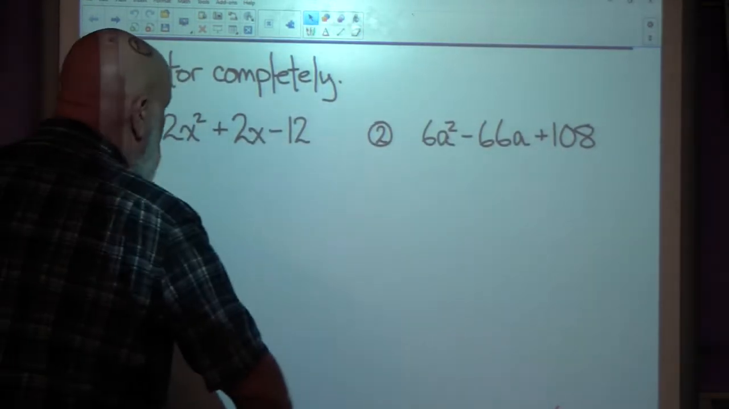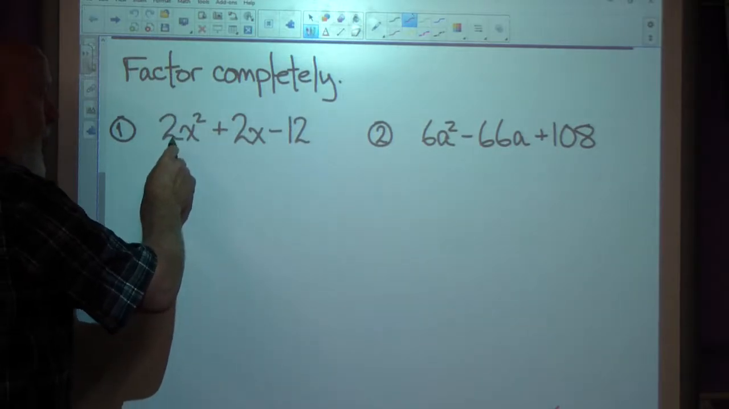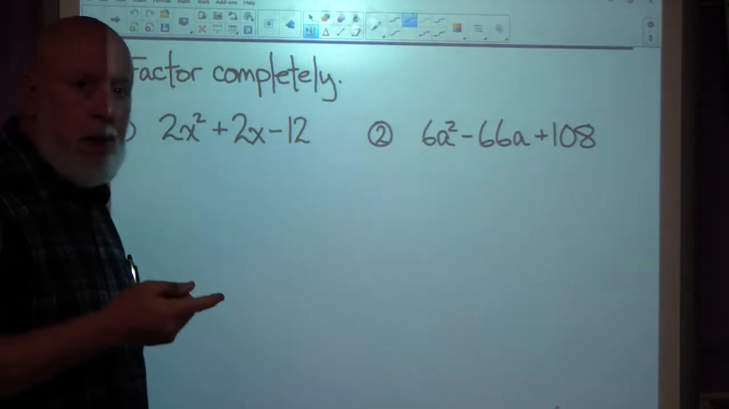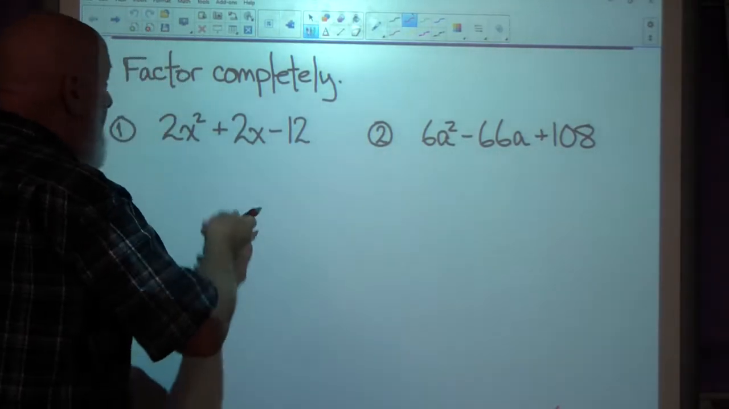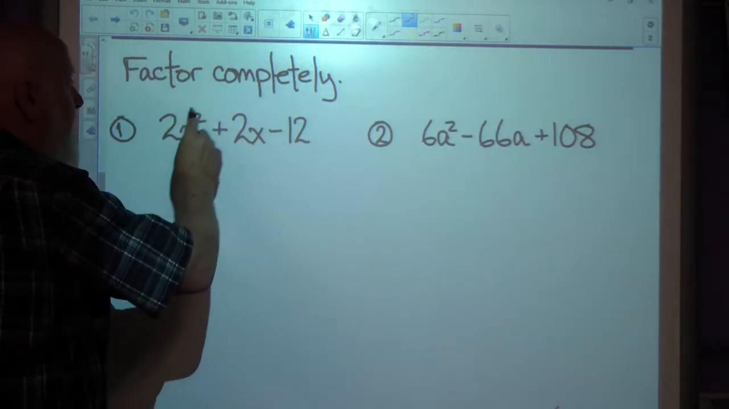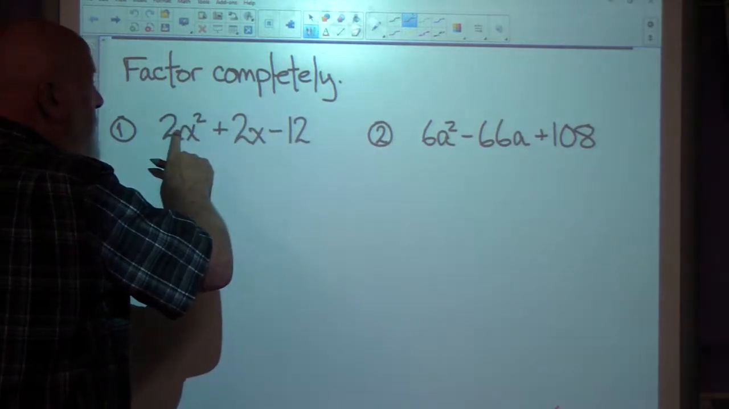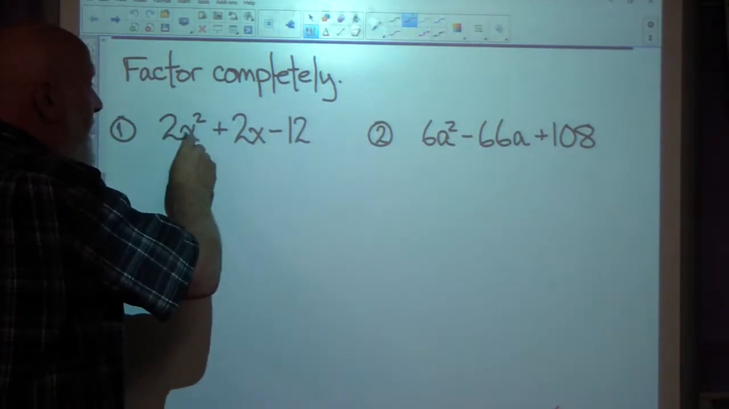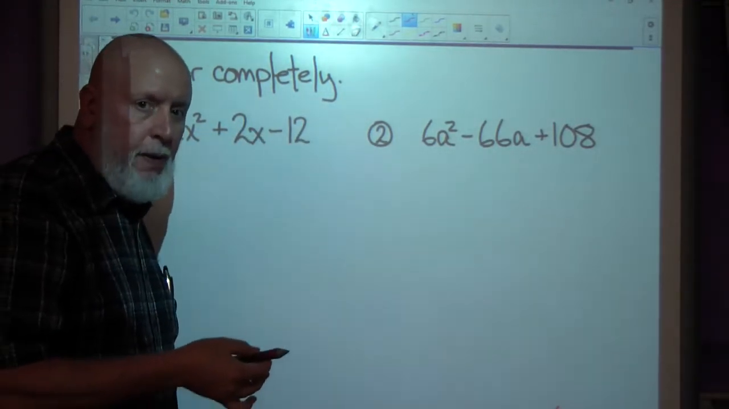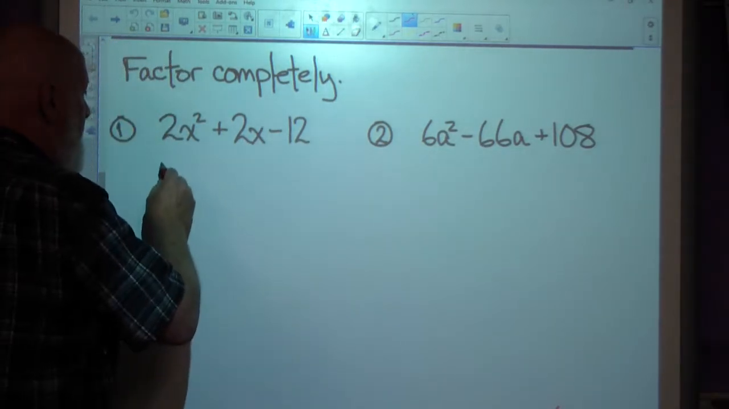Factor completely. I look up here and I say, hey, this leading coefficient is not a 1, so I've got to do something. And up above it says check to see if this is a factor of every single term. And it is. 2 will divide evenly into each one of these terms, so it's a factor of every term, so we're going to factor it out.